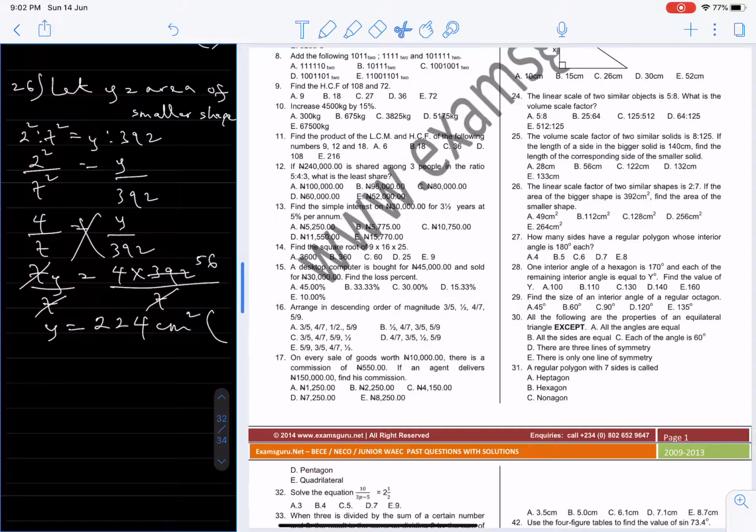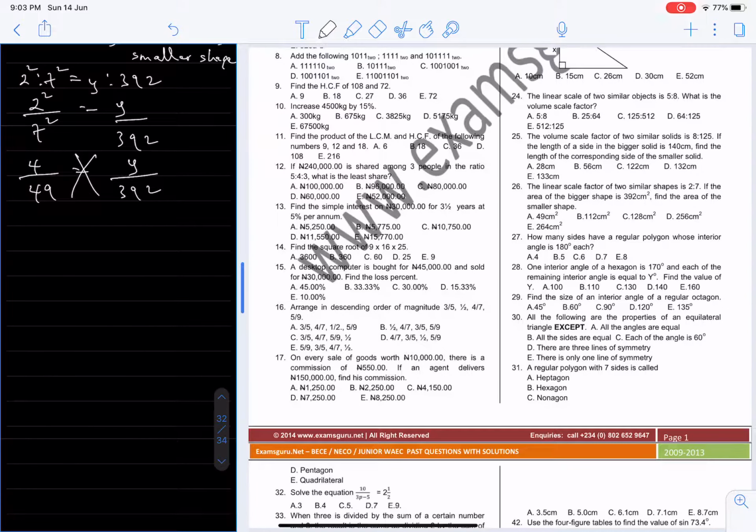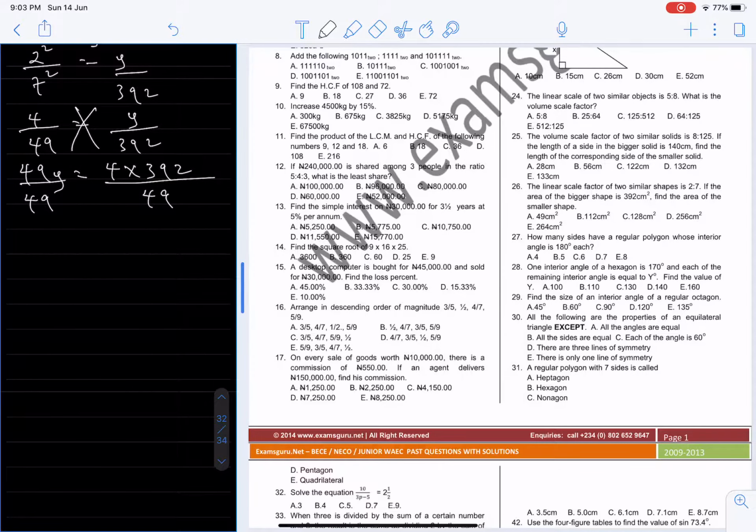Oh God of mercy, what a blunder. 7 squared is not 7, it's actually 49. So that's 4 over 49 equals y over 392. Now we can do cross multiplication, and that means 49y is equal to 4 times 392. You really have to be careful, because if you find your wrong answer amongst the options, you will most likely miss it because you want to choose that.